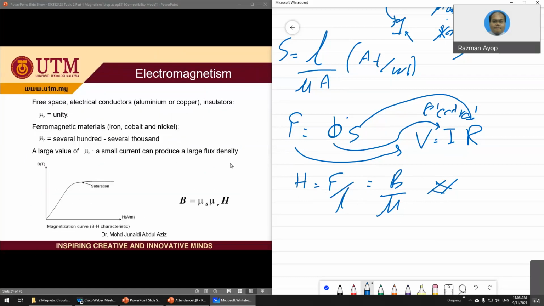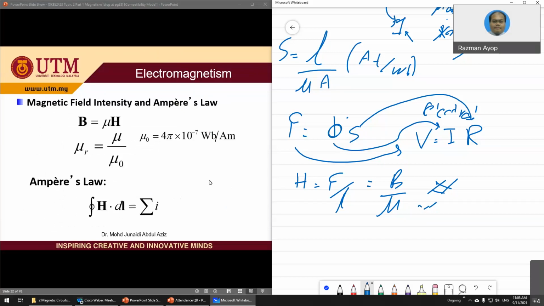And don't forget about this, which I already explained. And make sure you know the saturation. So you have the B-H curve. Most materials will have a saturation point. When you increase the H, you cannot increase the B anymore. So that is the saturation point. This only applies if you are at this point. If you are already saturated, this law is not applicable.